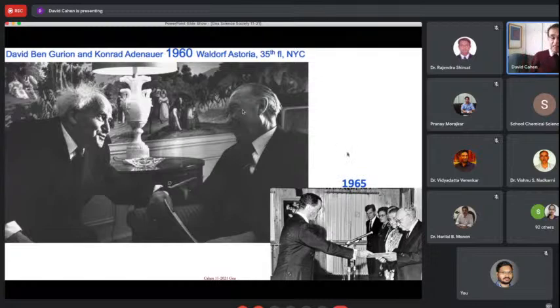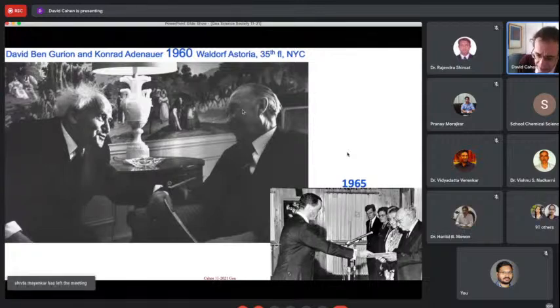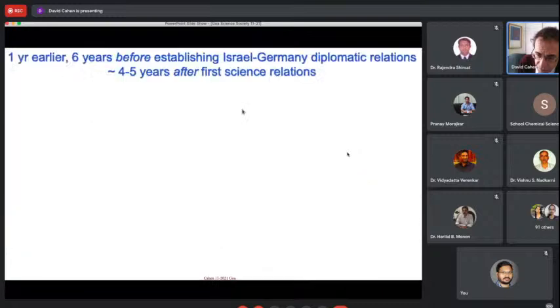But first, 5 years later, official diplomatic relations were established between Germany and Israel, which was a very major happening, accompanied by riots in Israel because of protest. How could this happen? It had to do with scientists.